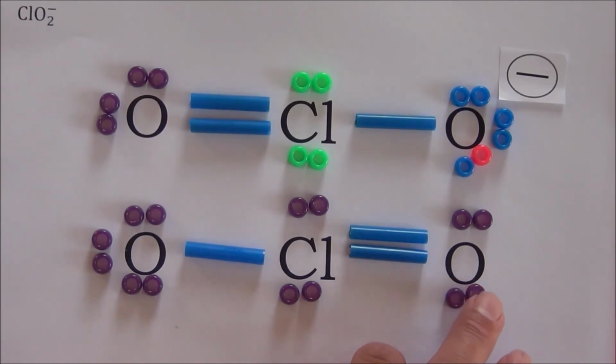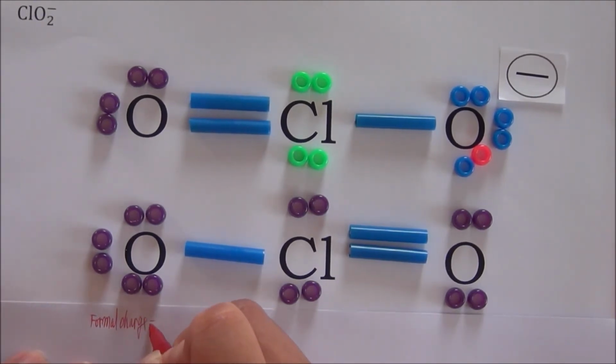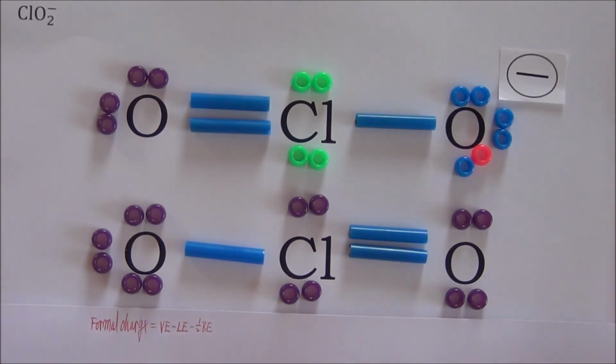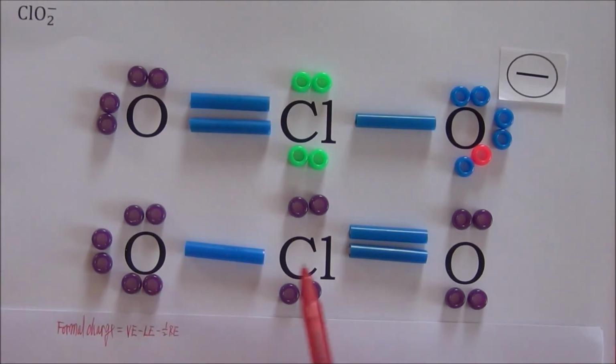Remember, we're not done yet. We have to calculate the formal charges of every atom in the Lewis structure. The formal charge of an atom is equal to the number of valence electrons minus the number of lone pair electrons minus half of the bonding pair electrons. Let's calculate the formal charge of every atom.